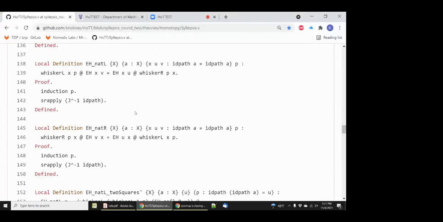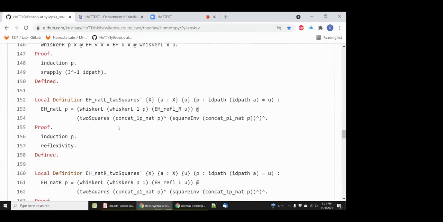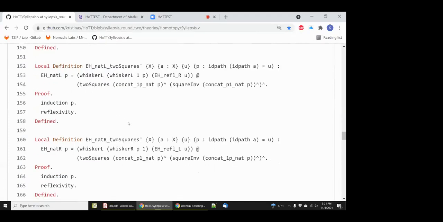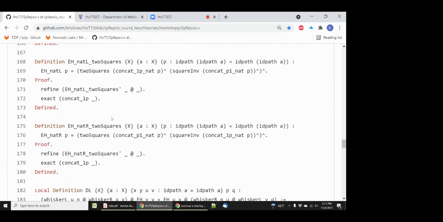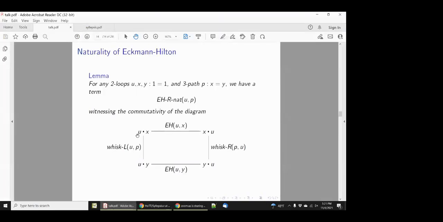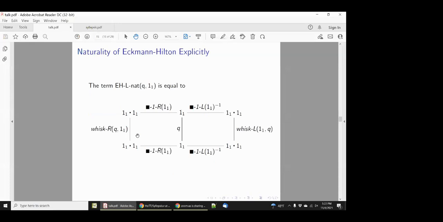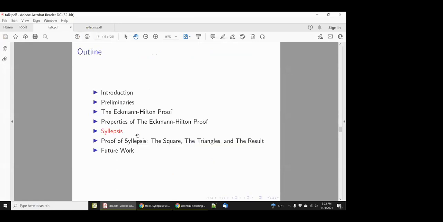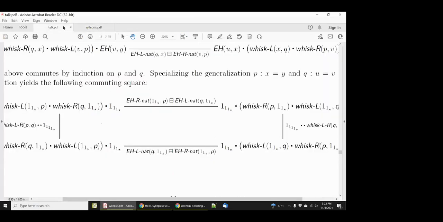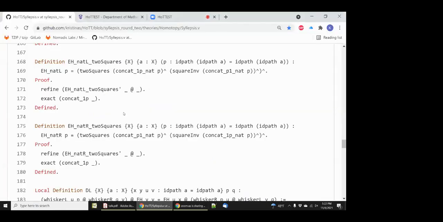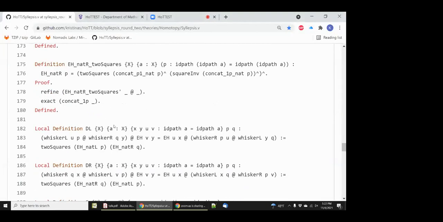So here we actually define the naturality. The nat2 squares lemmas state what we observed on these slides, that we can express the naturality as two squares. Yes, so this explicitly characterizes the naturality.